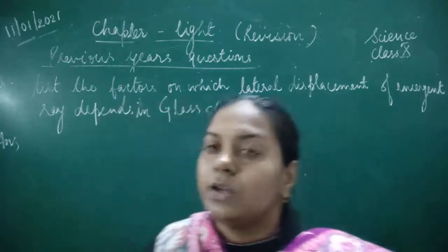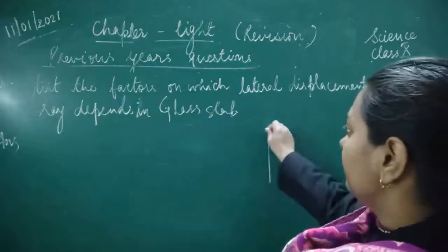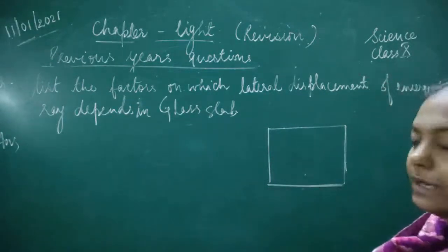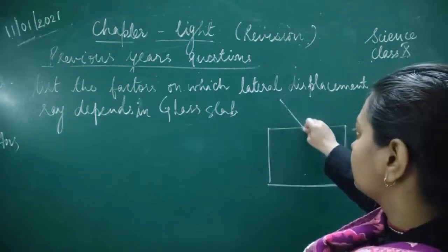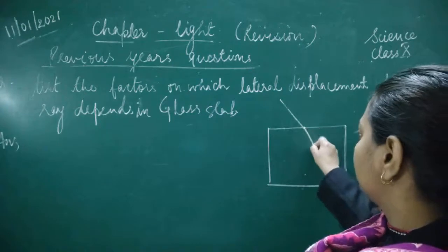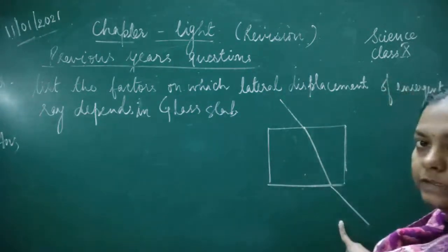And what is the meaning of lateral displacement, first of all? So you can say that whenever a glass slab is there, like this, one incident ray of light is coming from the air, it is going to refract, and then again it is going to come out from the other side.